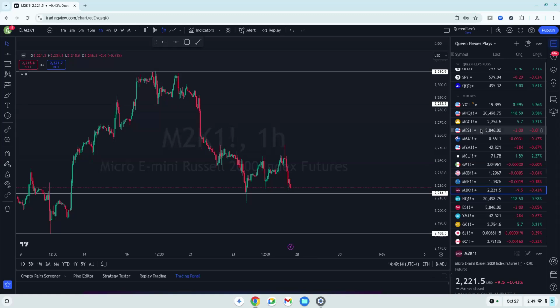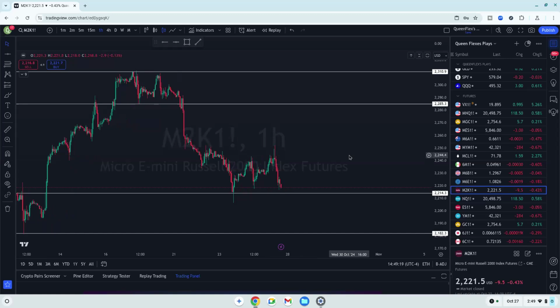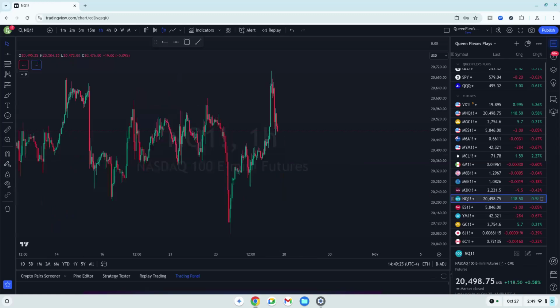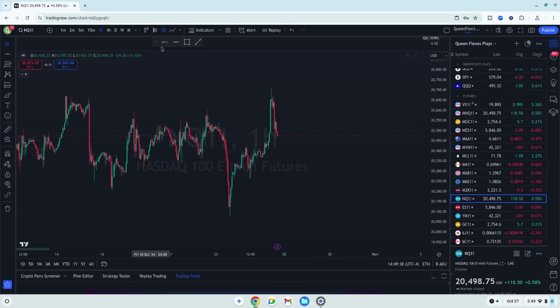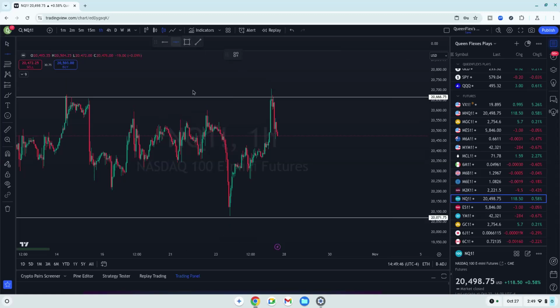All right. So we have our levels. And now let's do the big boys, because a lot of people like trading the big boys because you make your money quicker, but it doesn't really matter what you trade. If you trade MNQ, you can trade NQ. It's pretty much the same. All right. So let's get these lines in here. Those are the levels I like.